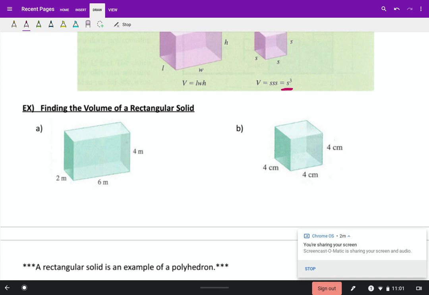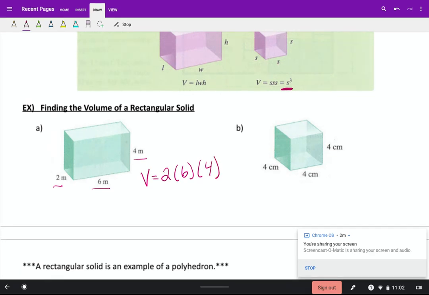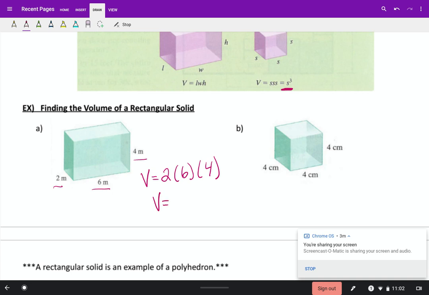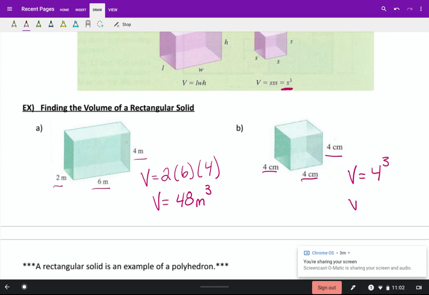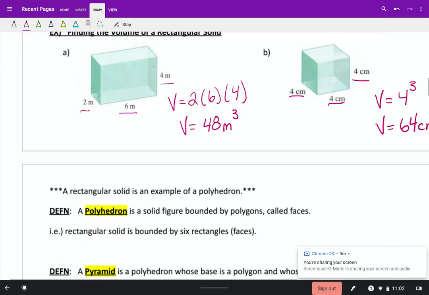So these are obviously different numbers. To find the volume, you're going to do 2 times 6 times 4. I know that 2 times 6 is 12, and 12 times 4 is going to be 48, and this is going to be meters cubed. For B, these are all the same. So this is obviously then going to be a square, a square cube. So volume is equal to 4 cubed. 4 times 4 is 16, and 16 times 4 is 64, and this is centimeters cubed. So those ones are kind of easy. They're very similar to area.